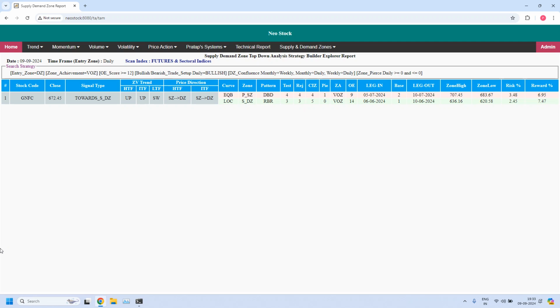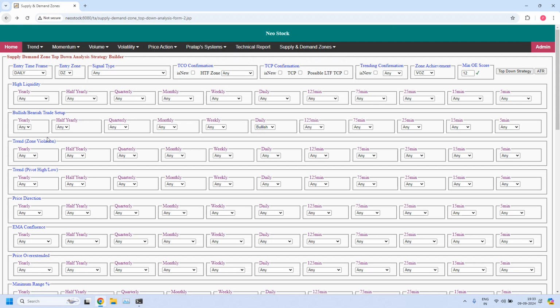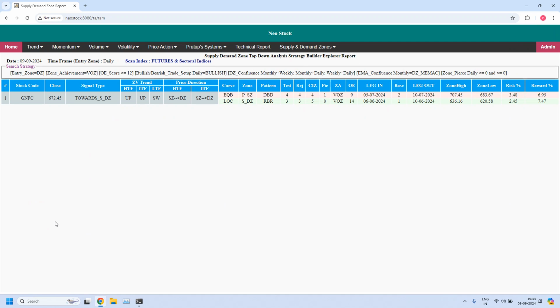If this stock is having a monthly EMA confluence, because monthly trend is up and the daily and weekly zones are part of the monthly, if monthly EMA confluence is there, it is again a very high probability trade setup. So in the EMA confluence, in the monthly time frame, I am looking for monthly demand zone with monthly EMA confluence. So this is having even monthly EMA confluence. Excellent.